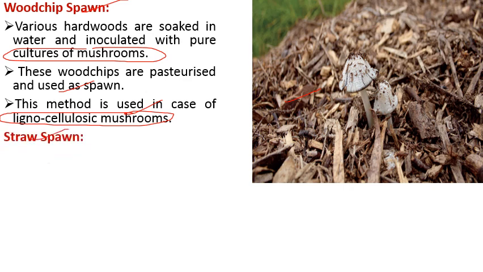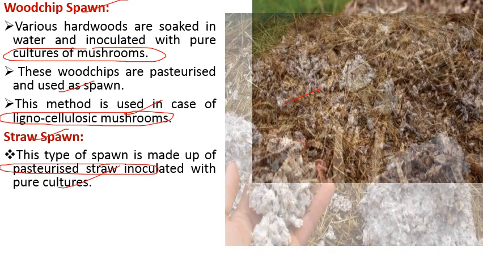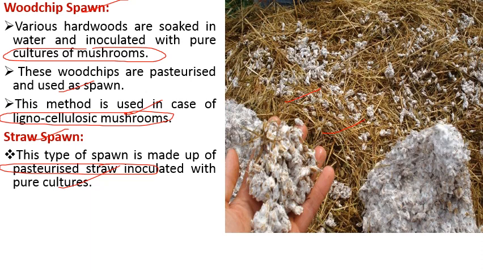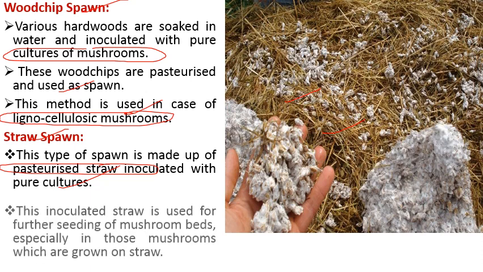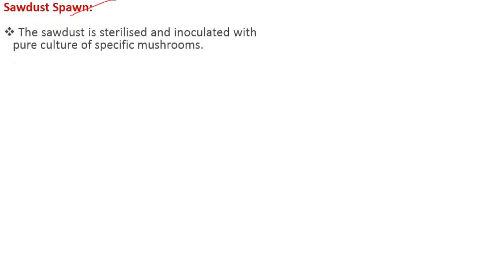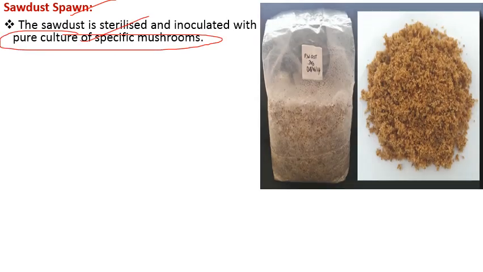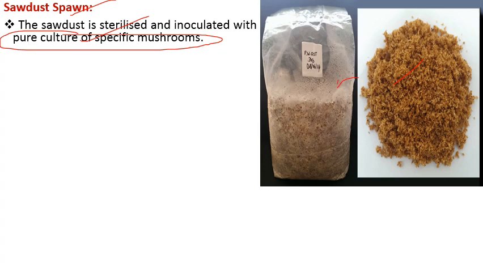Next comes straw mushroom spawn. As the name indicates, we use straw. This type of spawn is made up of pasteurized straw inoculated with pure cultures. We use the straw of wheat, paddy, and any other crops. This inoculated straw is used for further setting of mushroom beds, especially for those mushrooms which are grown on straw. Next comes sawdust spawn. The sawdust is sterilized and inoculated with a pure culture of the specific mushroom, and it is used to inoculate wood logs, mushroom beds, etc.